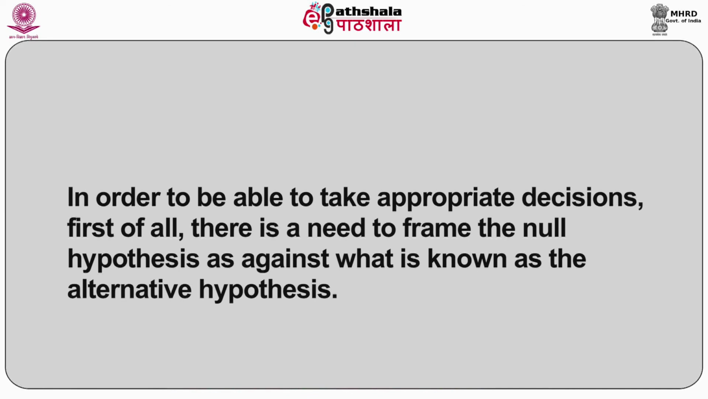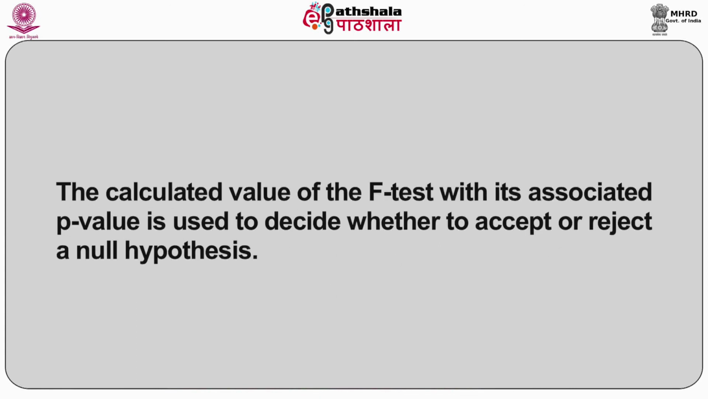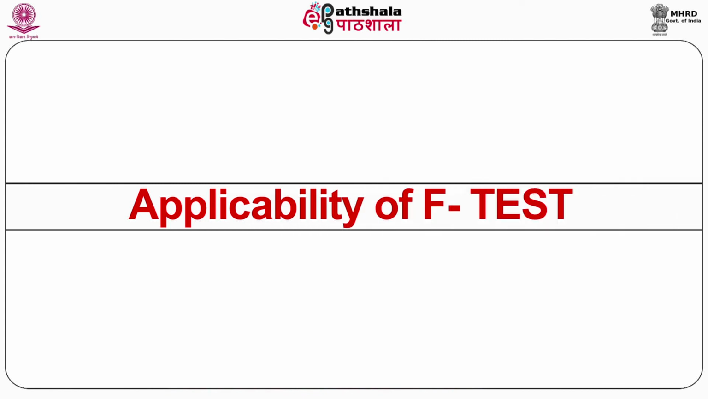In order to be able to take appropriate decisions, first of all, there is a need to frame the null hypothesis as against what is known as the alternate hypothesis. The calculated value of the F-test with its associated p-value, that is the significance level, is used to decide whether to accept or reject a null hypothesis. Let's see the applicability of the test.